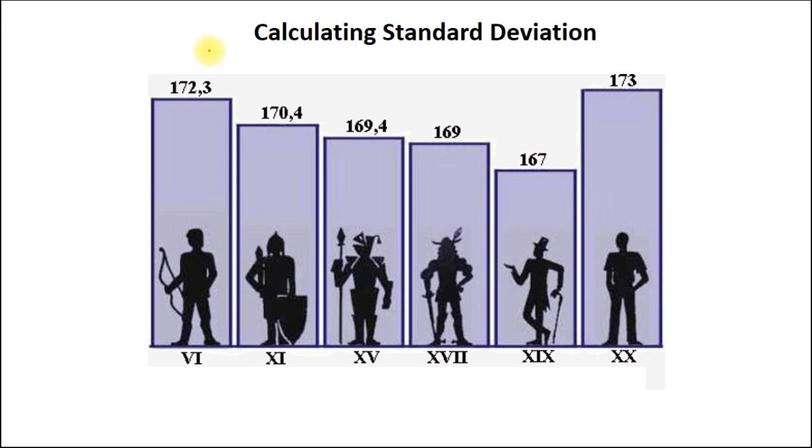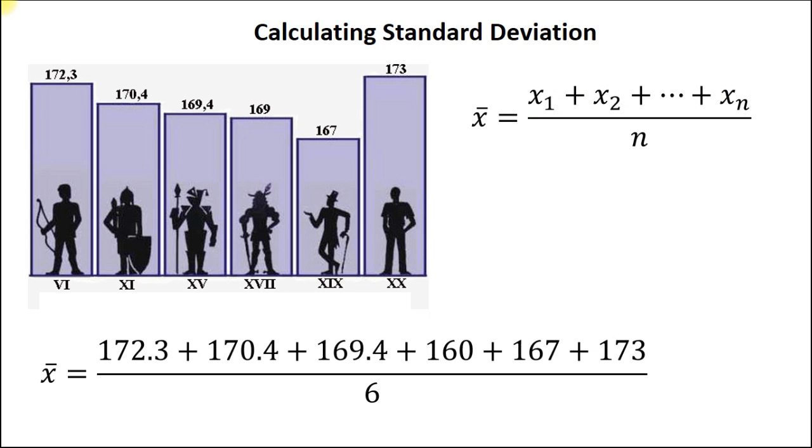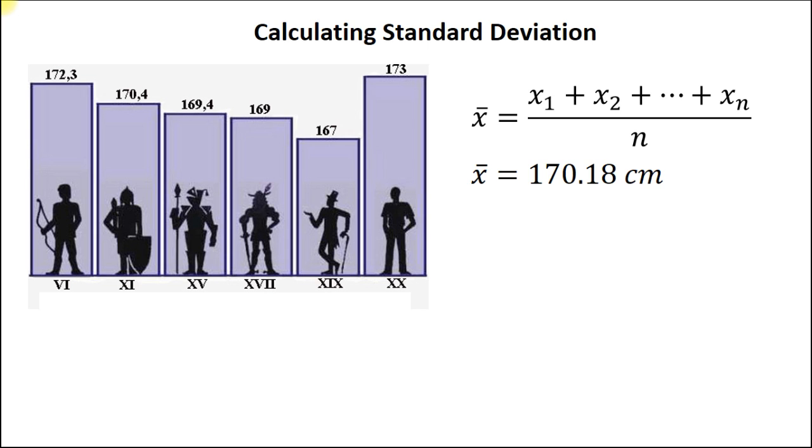And the first step to do that is to calculate the average, or mean, of the data by adding all these numbers and dividing the total by the number of periods. So the formula looks like this. The calculations give us the following result. The average, which is called x with a line on the top, is equal to 170.18 centimeters. This red dashed line marks this level on the figure.